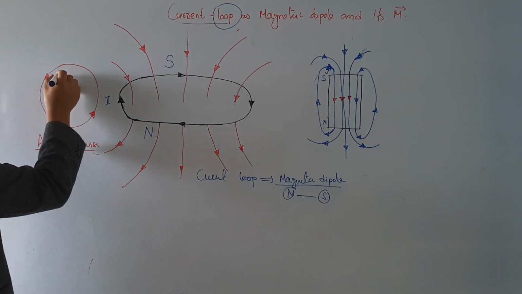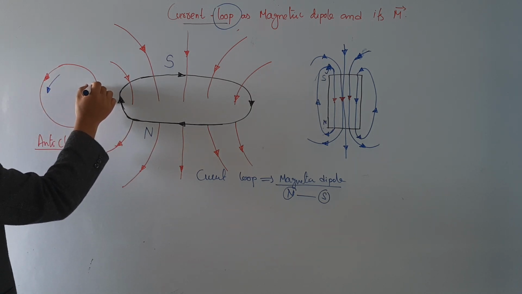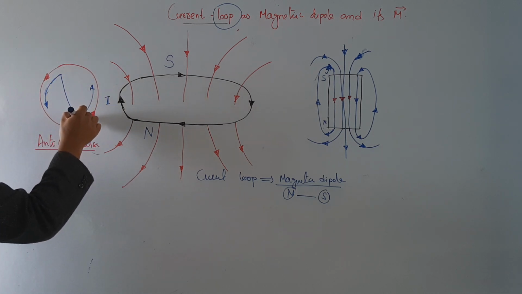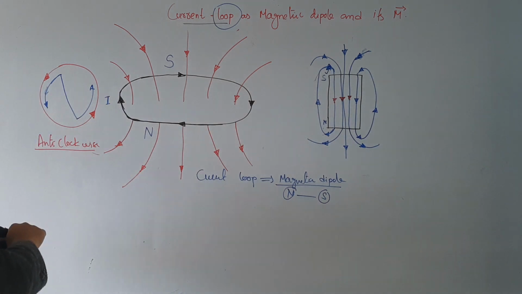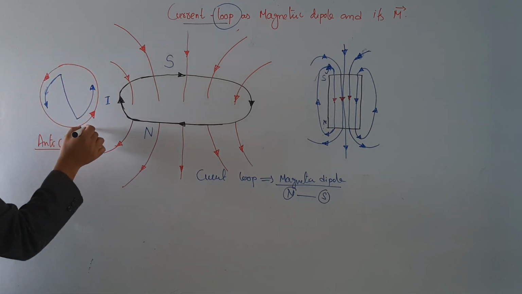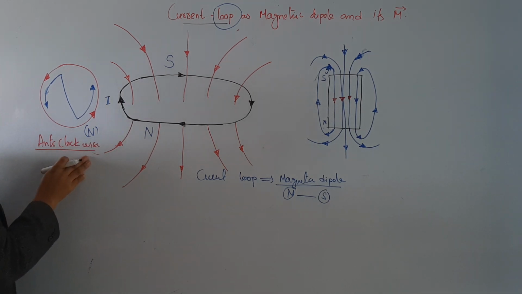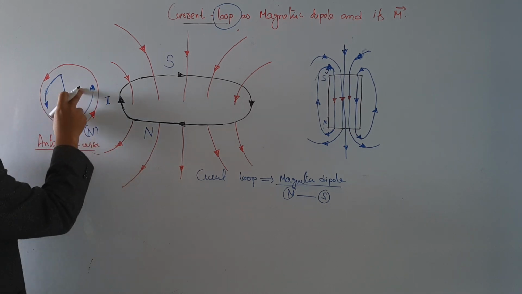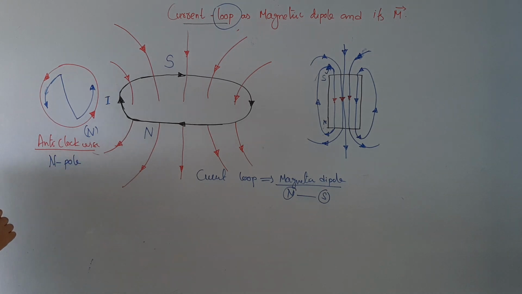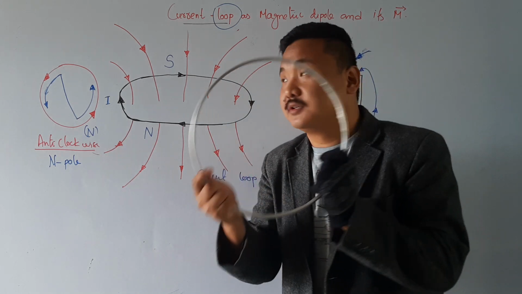So it is going in this direction. Isn't it? So I will join these two lines and this is my N, isn't it? This looks like an N, this and this. So this is like this. It means that if the current is in the anti-clockwise direction, then that side is my north pole. North pole, please remember.